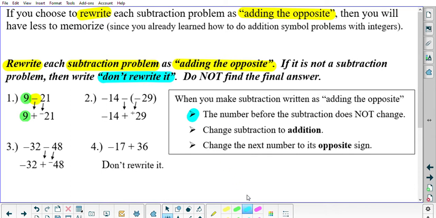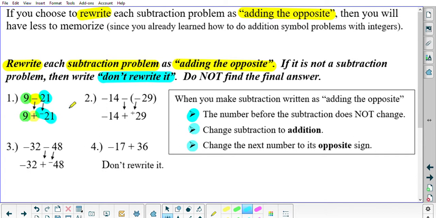Here's what will change. The subtraction symbol will become addition. So this subtraction symbol that I have highlighted in yellow on number 1, notice it becomes addition. But we don't just do that. Take a look at this third arrow point here. We're going to change the second number to its opposite sign. So the 21 becomes negative 21. This is what we mean by adding the opposite. Subtraction becomes addition. The number to the right becomes its opposite.